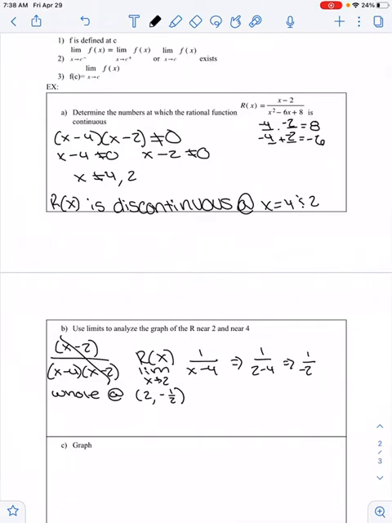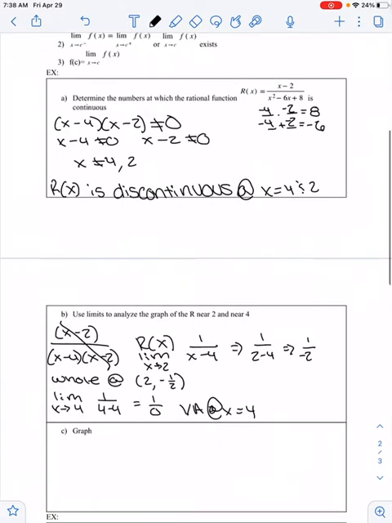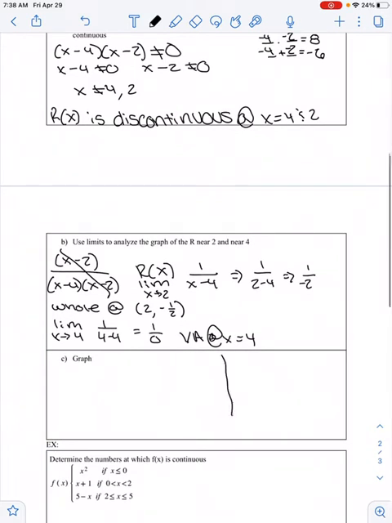So what about 4? As the limit as x approaches 4, if we plug in 4, we still get 1 over 0. So that means there's a vertical asymptote at x equals 4. So now to graph it. We're going to go ahead and put a graph down.